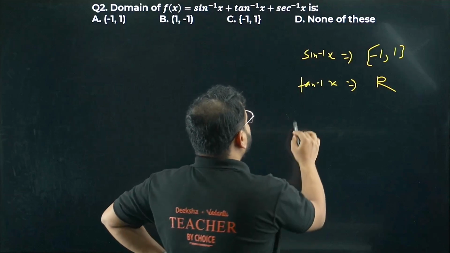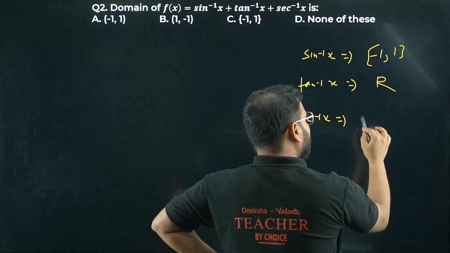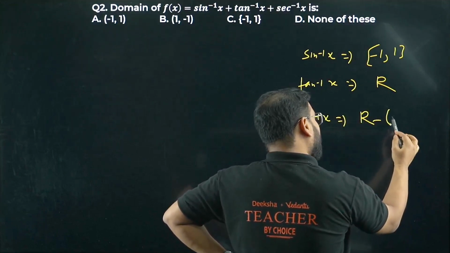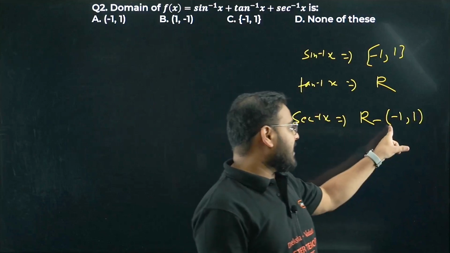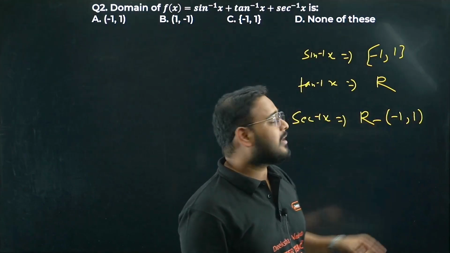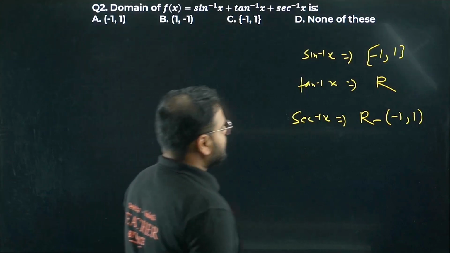What about sec inverse of x? What happens here? All real minus the open interval minus 1 to 1. Will it be a closed bracket, sir? No, I just explained to you. Minus 1 and 1 are part of the answer. So I'll show you all of this result on the number line.